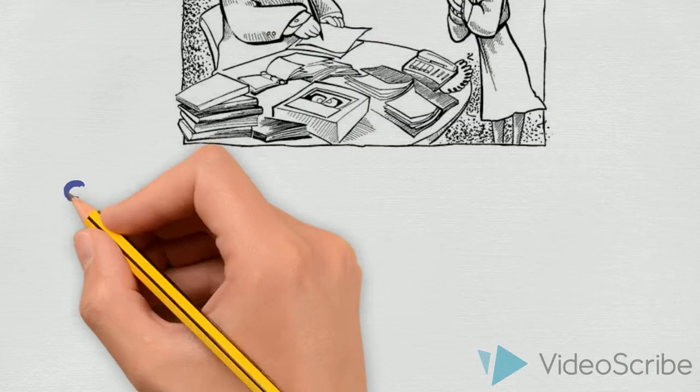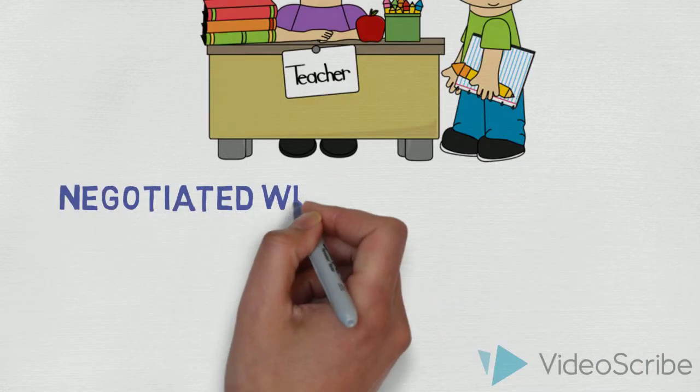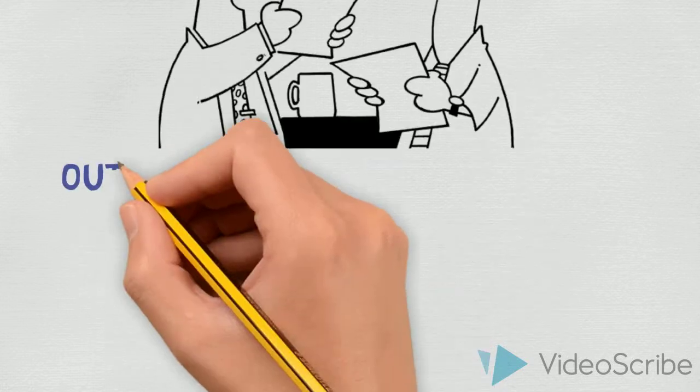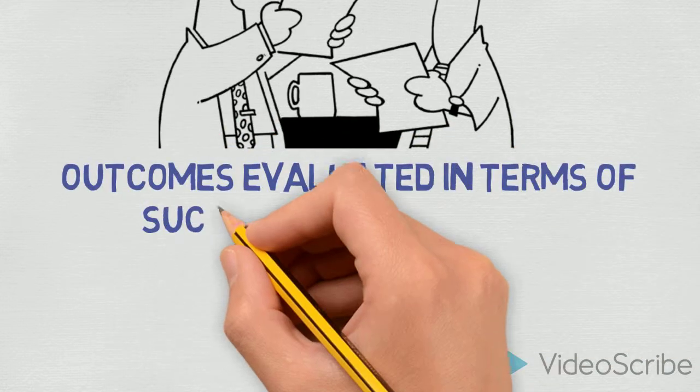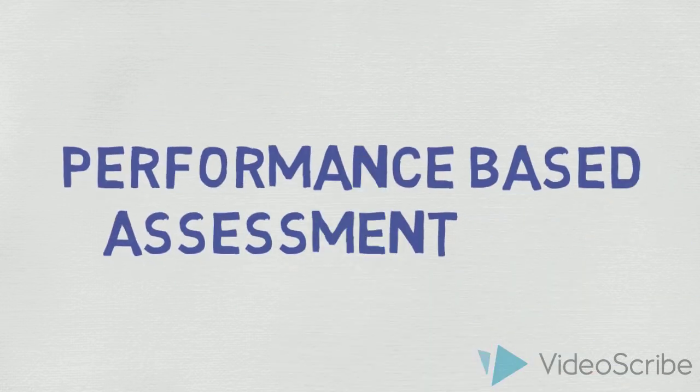For Fulcher and Davidson, good evaluation activities are not imposed. These activities are negotiated with the participants. The outcomes are evaluated in terms of how successful they were. So evaluation should not be only by teachers but by learners as well.